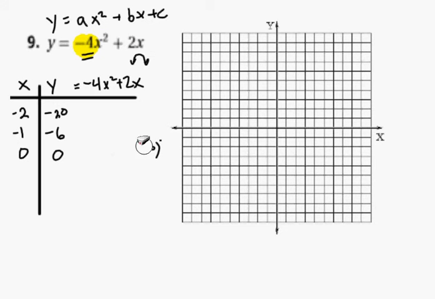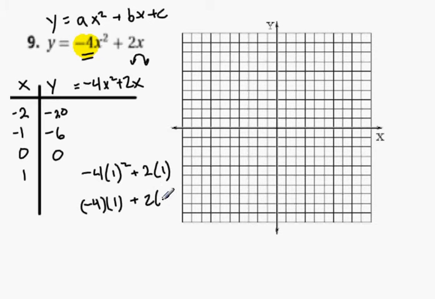Alright, let's pick two more values, and you can probably guess what those are. Let's select 1. So if I replace x now with 1, I have negative 4, 1 squared, plus 2 times 1. Performing order of operations, exponents first, so 1 times 1 is 1. Here I have negative 4, and I have 2 times 1. Now performing the multiplication, I have negative 4 plus 2. And then adding these two terms together, I get negative 2.